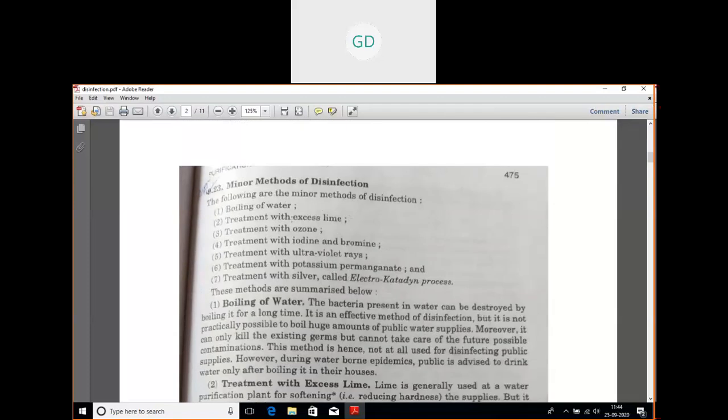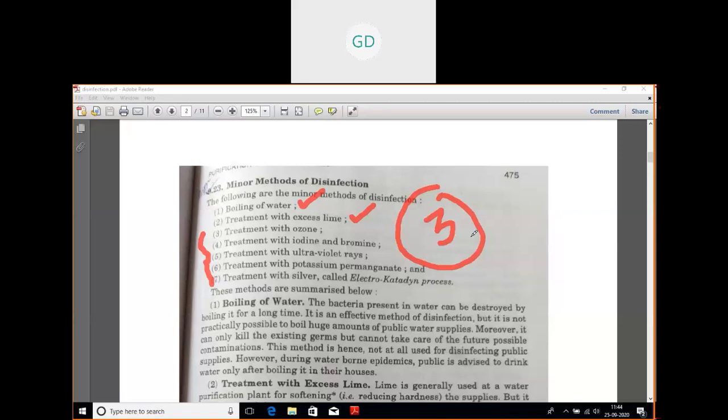You can see here that number one is boiling of water, number two is treatment with excess lime, then treatment with ozone, treatment with iodine and bromine, then ultraviolet rays, potassium permanganate, and treatment with silver. So among these seven, you write at least three in your copy: boiling of water, excess of lime, or any of the others from 3, 4, 5, 6, 7. You write any three in your copy, so that later you will understand.